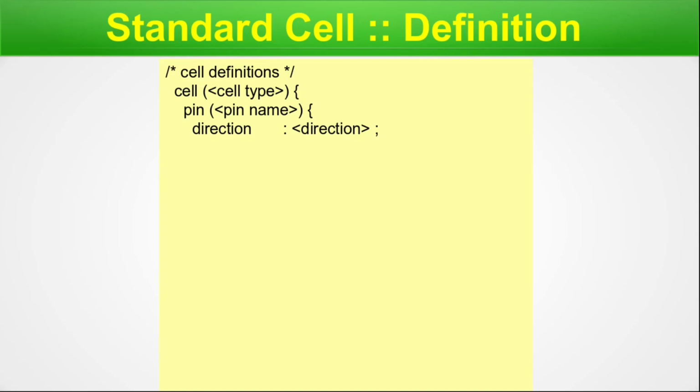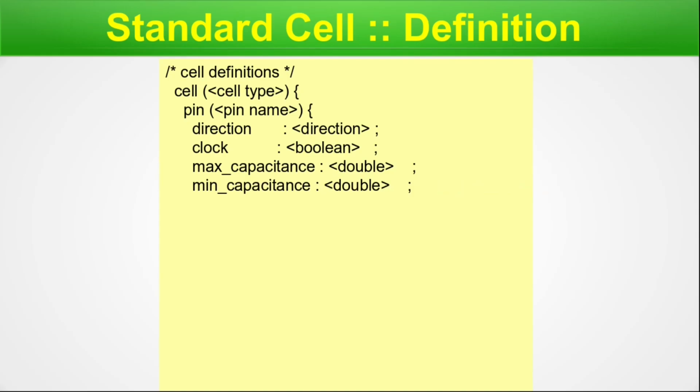Now we continue again. Clock, that will be Boolean. Max capacitance will be there, that will be a double value. Min capacitance, that will also be a double value. So these are the upper and lower cap. Then starts the timing block, related pin, then it will be the pin name. So this is very much important. Now if you look here, we already started with a pin. Pin means the cell pin on which we have all this data.